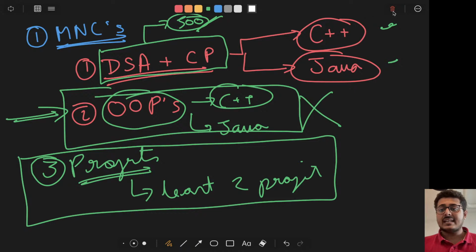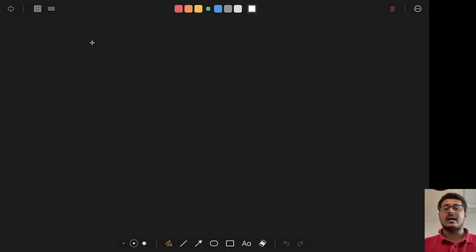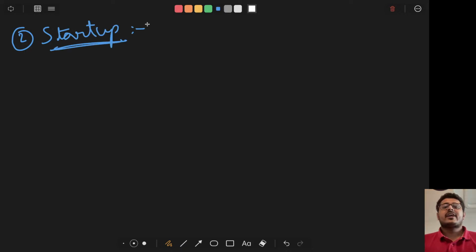Next, let's look at a startup. So what about a startup itself? Startups do not care about your data structures and algorithm skills. Startups do not care about how well you are able to answer a question. They only care about one thing: if I am paying someone for the data analysis portion, he should be excellent at it. They only look for your projects and your knowledge in the field of data analysis.